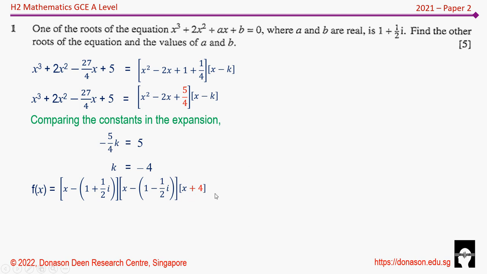So for you to factorize the other two roots, since it's a cubic expression, this was one of the roots already given to you. The question says find the other roots. There are a couple of roots. One of them is the conjugate of the given root. So 1 plus half I was the given root, 1 minus half I is the second root. And if x plus 4 equals 0, x value should be equal to negative 4. So x equals negative 4 is the third root. Okay, so there we have it. We have found the other roots of the equation as well as the values of a and b as needed by the question.